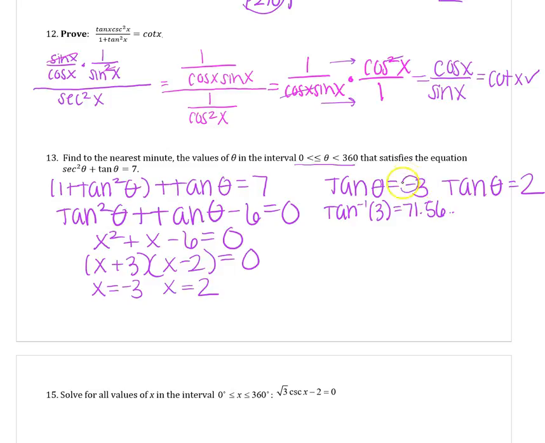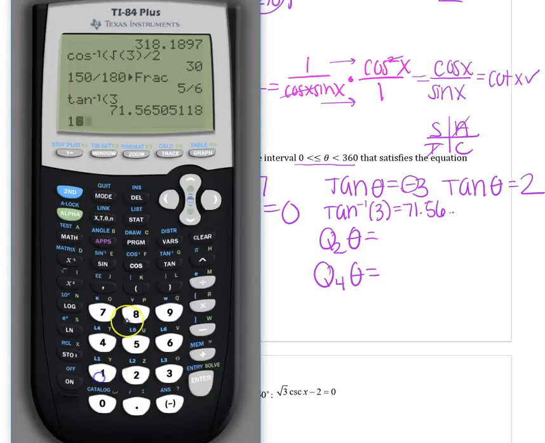Tangent is negative though. So if we think of all students take classes, we're not going to look in 1 and 3, we're going to look in 2 and 4. So quadrant 2 theta, quadrant 4 theta. Okay, now something else to notice is your directions say nearest minute, so make sure we do DMS in our calculators. Okay, so here we go. So quadrant 2 theta would be 180, take away the 71.56 number, which actually, can I just store this real quick? I'm going to store that number as x, just to make my life a little easy here.